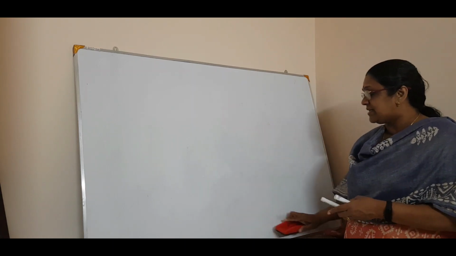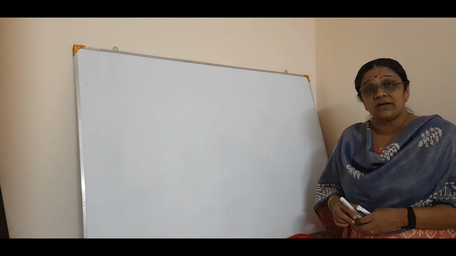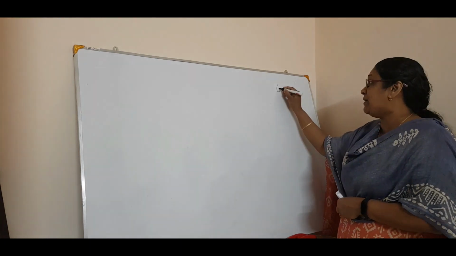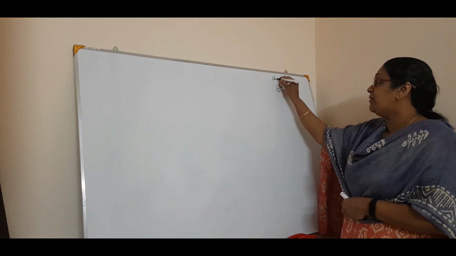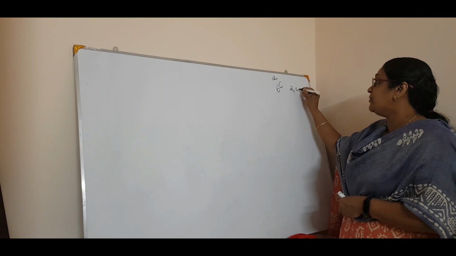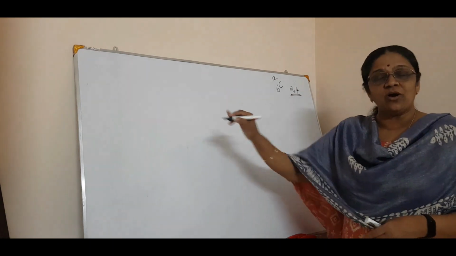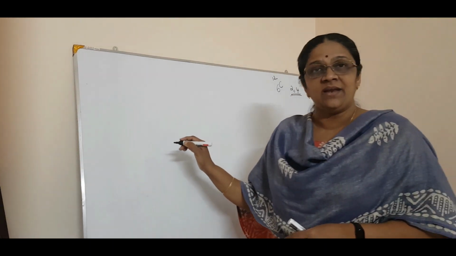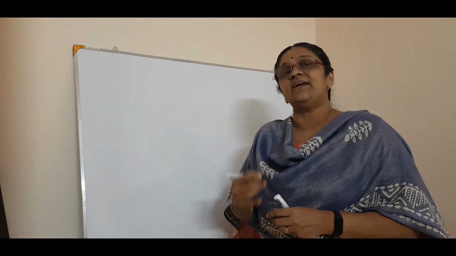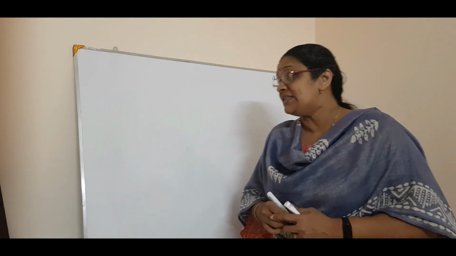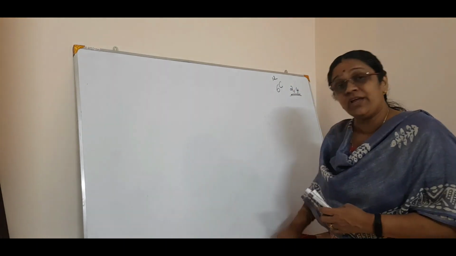Now, in the smaller classes, we wrote the electronic configuration as, for example, if you say carbon 6C12, you will write it as 2 and 4. Now, you know the orbitals now, right? Now, with orbitals, we will write the electronic configuration.